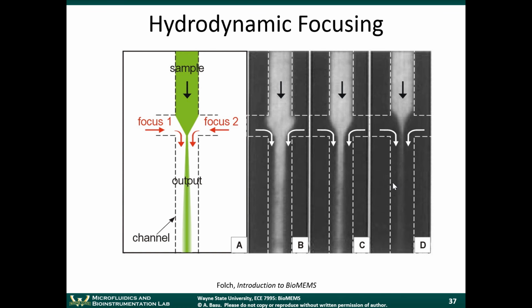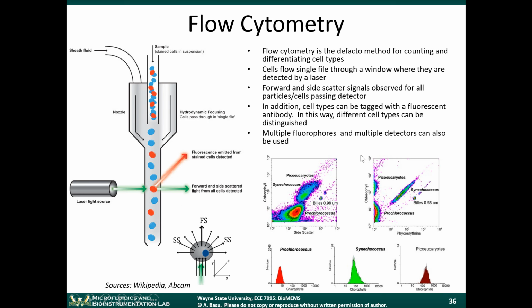You need the particles to be single file. They're not overlapping with one another, because then you'd end up counting the same. You can end up counting 2 particles as one. You don't want them aggregating together. You want them single file, and you want them spaced out. So as they're shooting by the detection region, the detector can count each one. So you can control the flow rates of the focusing streams, and that will ultimately determine how thin or how focused the middle stream is. So this is the focusing portion.